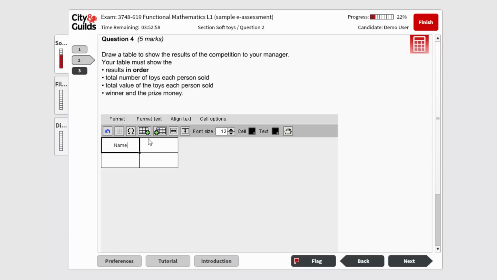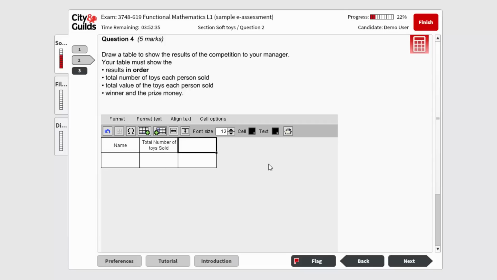So, the results in order depends on who you picked. If you pick Mohan and the number of toys, then you have to do it in the order of who sold the most number of toys. If you pick Charlie for the value of the toys, then you have to do it in the order of the value of the toys that they all sold. So basically it depends who you picked for your winner, which order it's in. But the results must be in order. I don't think alphabetical order would count.